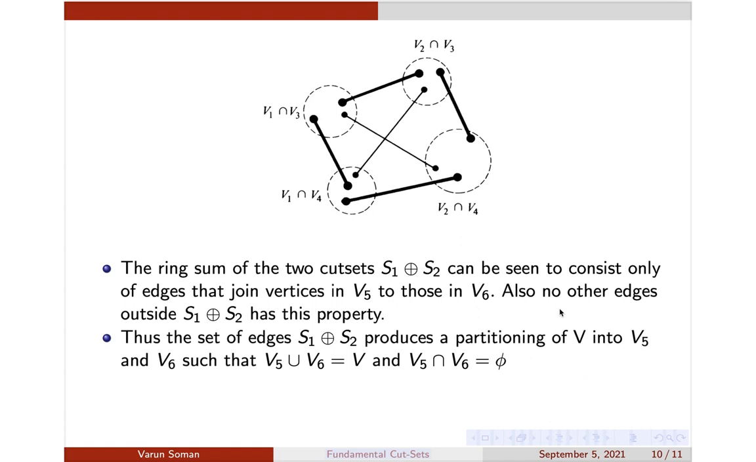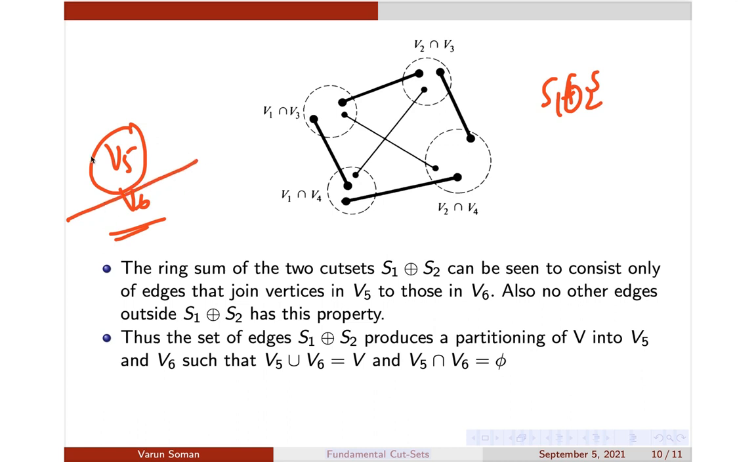So anyway, when you remove S1 ring sum S2, what is happening is that your V5 and V6 will be disconnected. The only possibility is maybe V5 could be disconnected further, or maybe V6 could also be disconnected further. In that case, S1 ring sum S2 will not be a cut set; it will be a disjoint union of cut sets. One cut set will be accorded for disconnecting V5 and V6, another will be accorded for disconnecting V5. That's the idea.